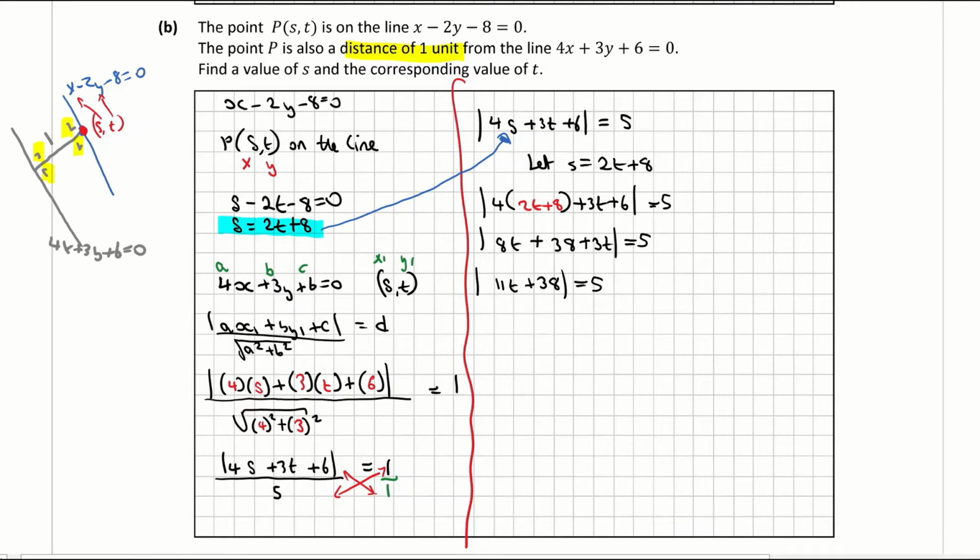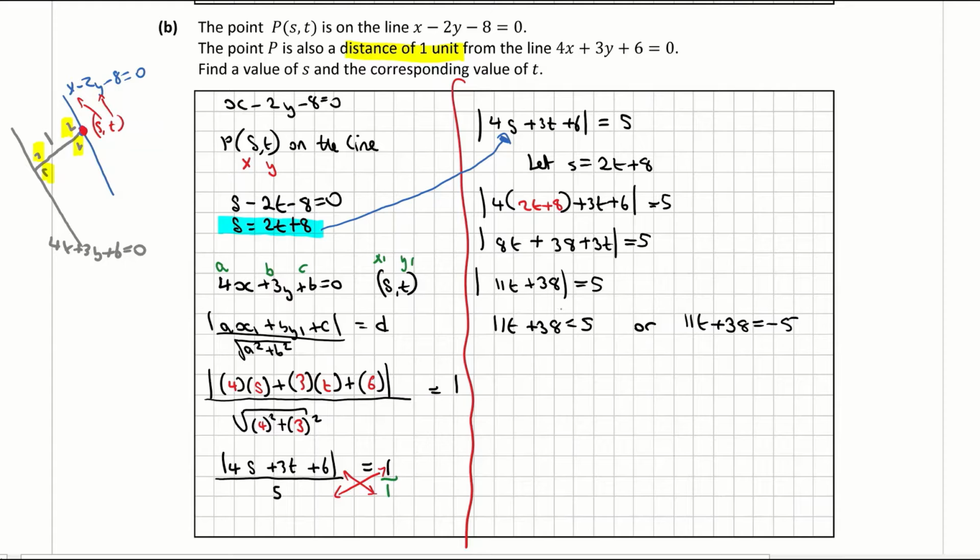Now we're basically going to come to these brackets, these modulus brackets. Remember what they mean. They mean that we turn our answer to positive. So we have two solutions: 11t plus 38 is equal to 5, or it could have given me a negative 5, 11t plus 38 is equal to negative 5. So it could be positive or negative.